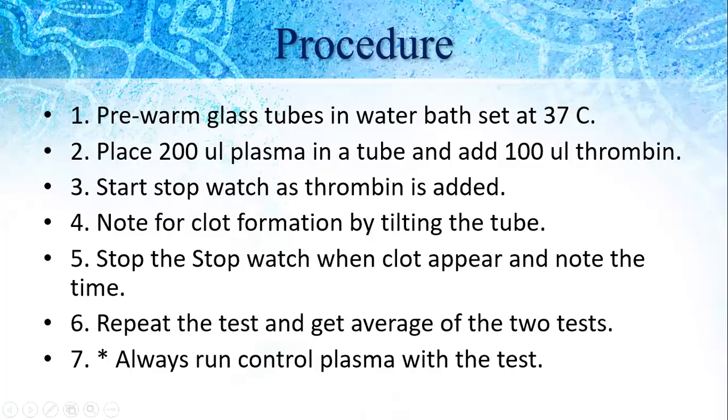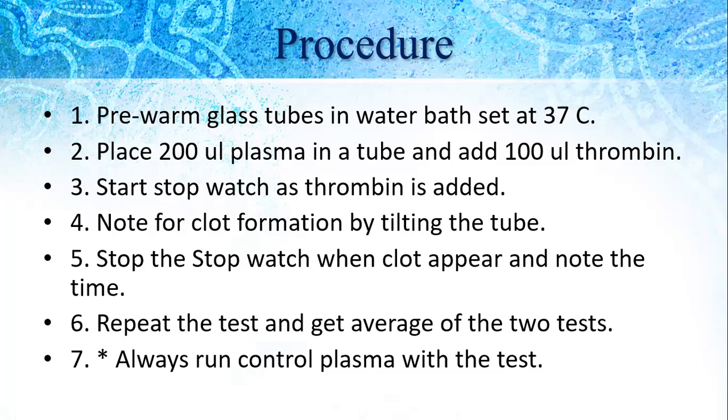Place 200 microliter plasma, PPP, platelet poor plasma, which you have already centrifuged from the whole blood. Place 200 microliter plasma in a test tube and add 100 microliter of thrombin. So the ratio is half. You have to take double the volume of patient plasma compared to thrombin. If you take 400 microliter plasma, then you will take 200 microliter thrombin.